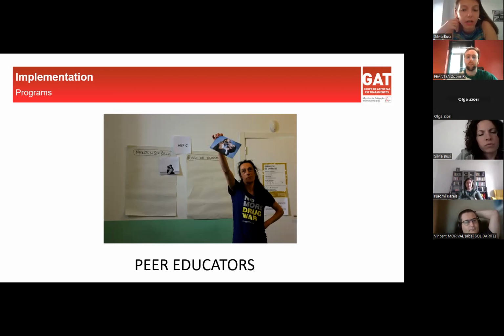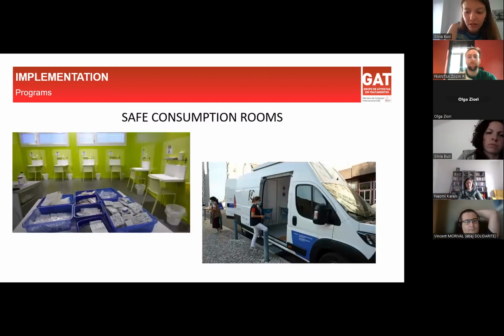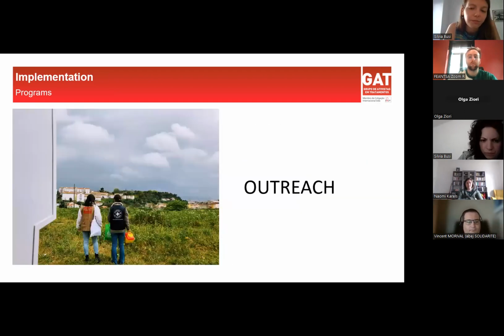We need them to do good work with these people, and to make people in situations of homelessness trust us, because all of us know that trust is a big issue with this population, and peers are the best in helping us build trust. And they are also really important to do outreach.